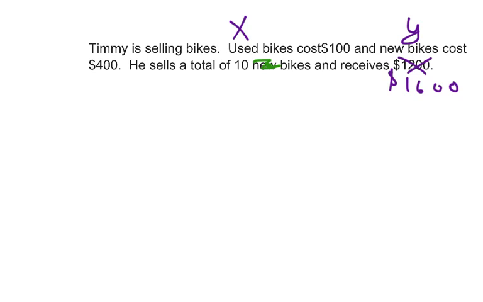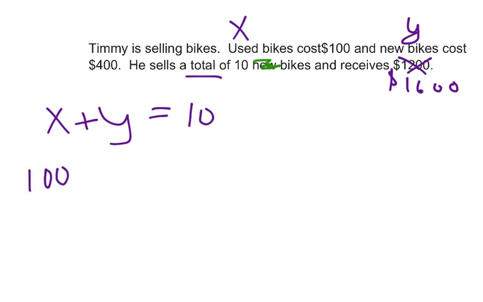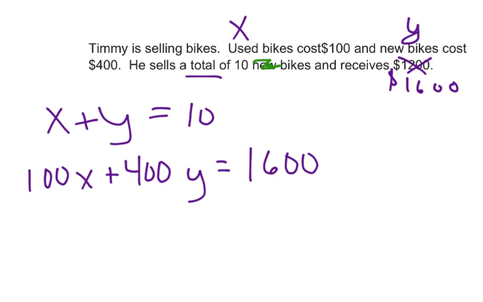But let's go ahead and humor me and go through the problem here. There's a total here, a total of 10 bikes. So x plus y, used plus new, is 10. And then he's going to get $100 for every used one, and $400 for every new one. He's going to get $1,600. If you solve this equation, you'll end up getting 8 and 2. So that means he's going to sell 8 used bikes and 2 new bikes.